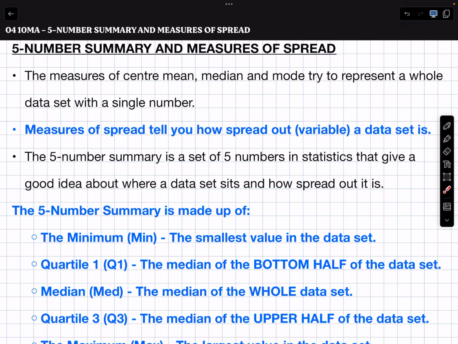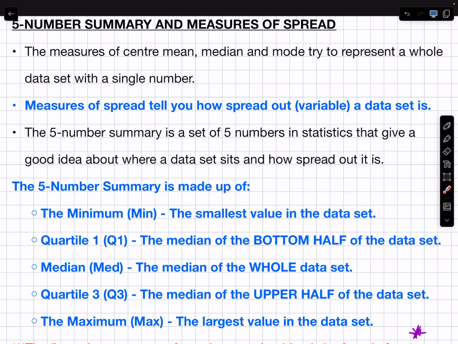Okay, I have hammered you with the measures of center, mean, median, and mode. And the point of the mean, median, and mode was to tell you about a lot of data with one number so they can be compared. Now we're focusing on measures of spread. Measures of spread tell you how spread out or variable a data set is. Another way for you to think about that is consistency.